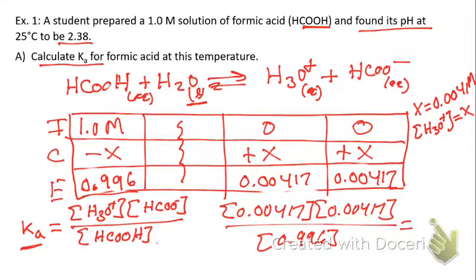It turns out that Ka for this reaction is 1.75 times 10 to the minus 5. All right, so that's my Ka. And notice that the Ka value for formic acid is quite small, which tells us that it is a weak acid and very little of it is going to dissociate. So that's how we use the icebox and the pH to calculate the Ka value.